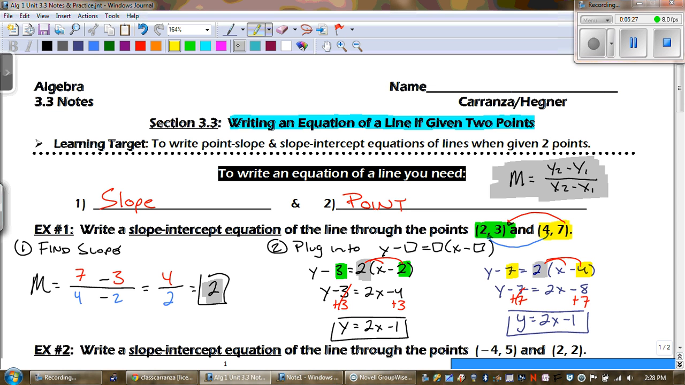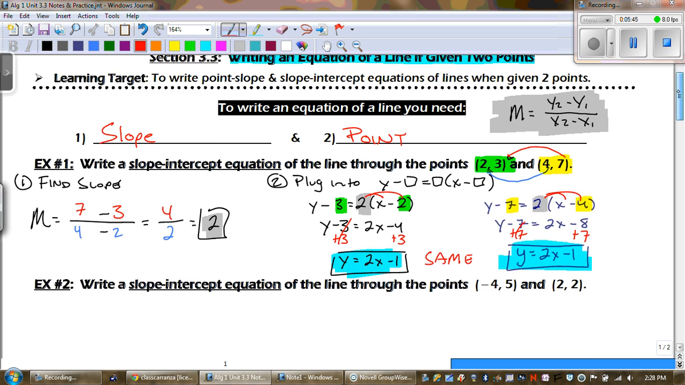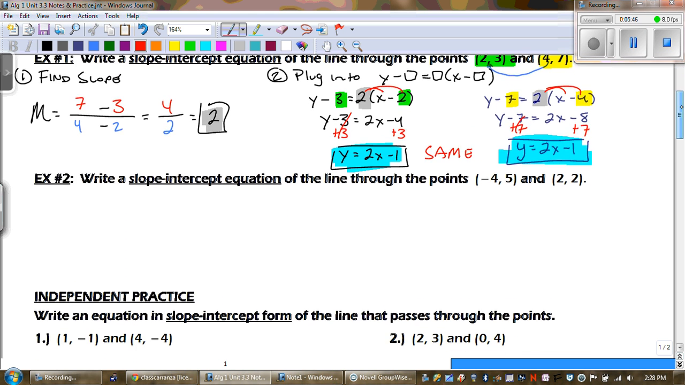No matter what, you're going to get the same answer for both of them, if you do the order of operations correctly. You know why? Because it's the same line. If it's the same line, yes, you are going to get the same answer every single time. So, guess what? We're going to do it again.